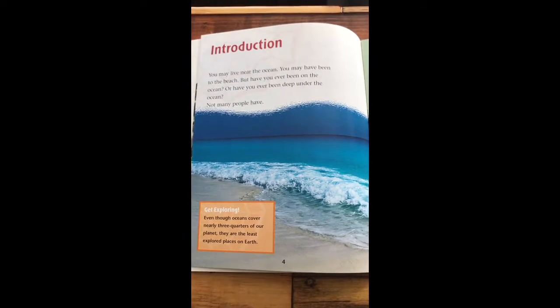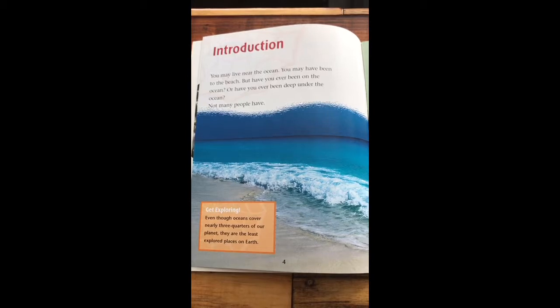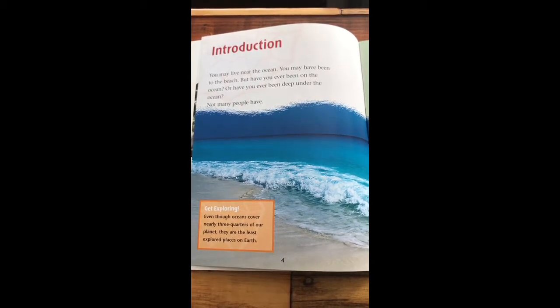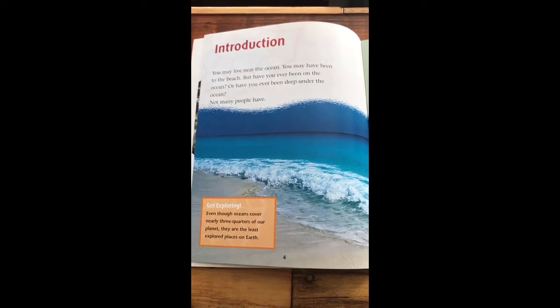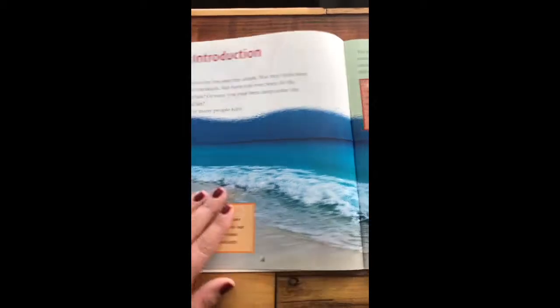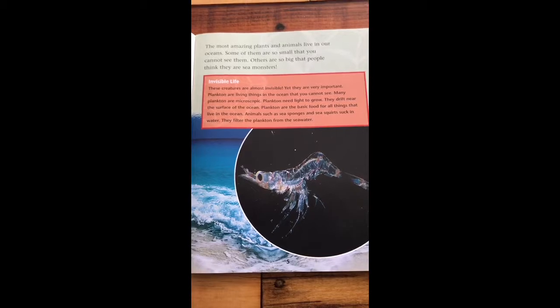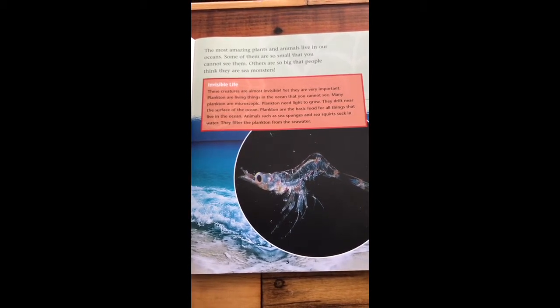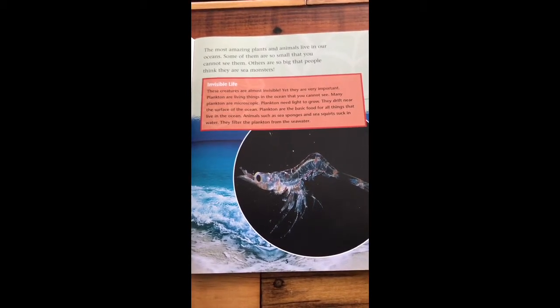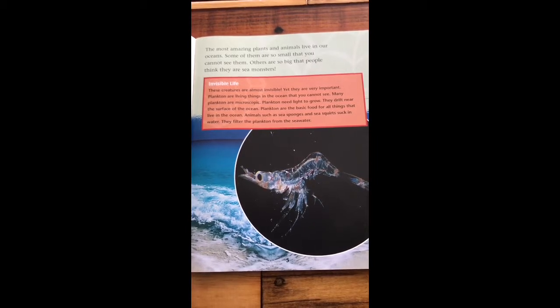Introduction. You may live near the ocean. You may have been to the beach. But have you ever been on the ocean? Or have you ever been deep under the ocean? Not many people have. The most amazing plants and animals live in our oceans. Some of these are so small that you cannot see them. Others are so big that people think they are sea monsters.